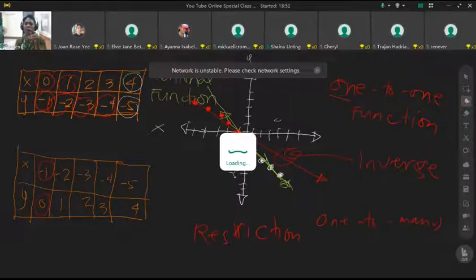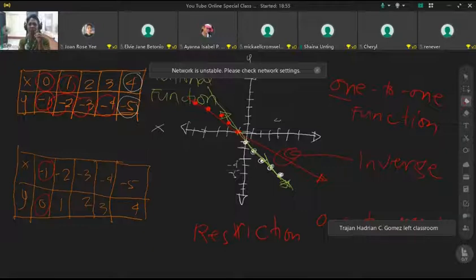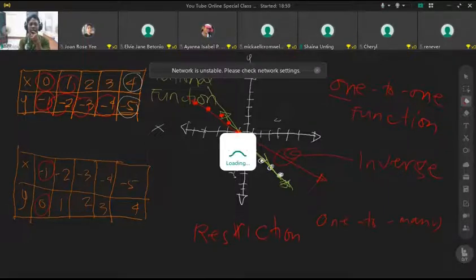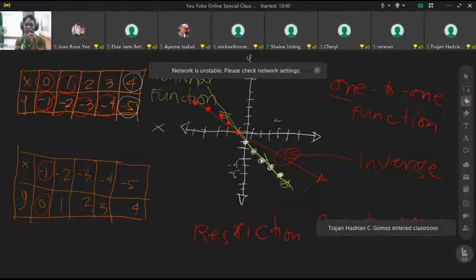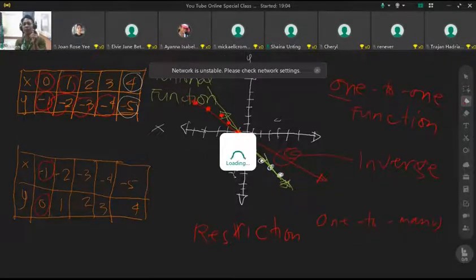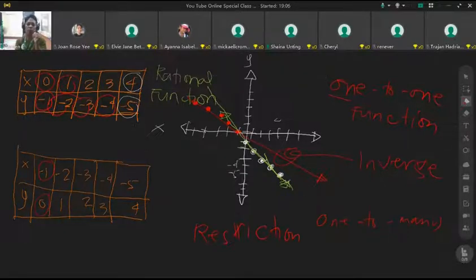x must be greater than or equal to 0, meaning all negative numbers must not be included. Equal or greater than 0. So what are those numbers greater than 0? That is 1, positive 1 up to infinity. And why is 0 included?